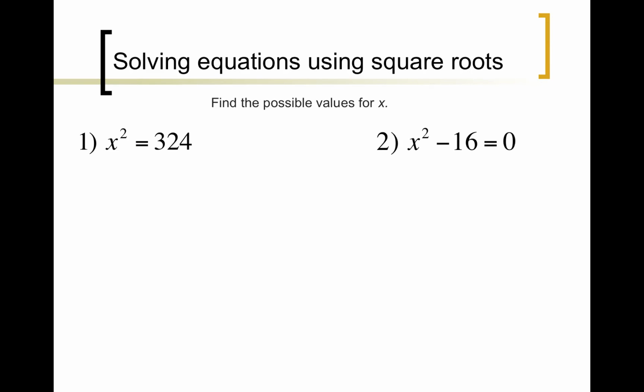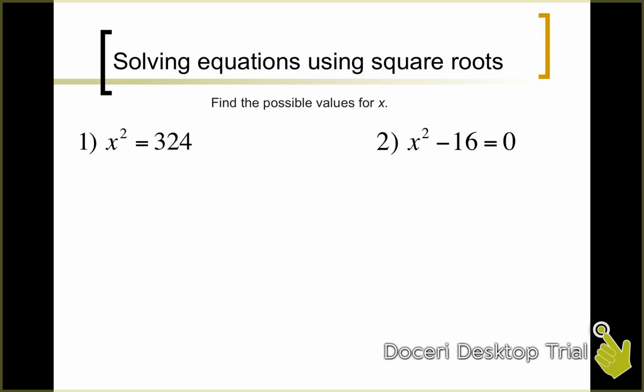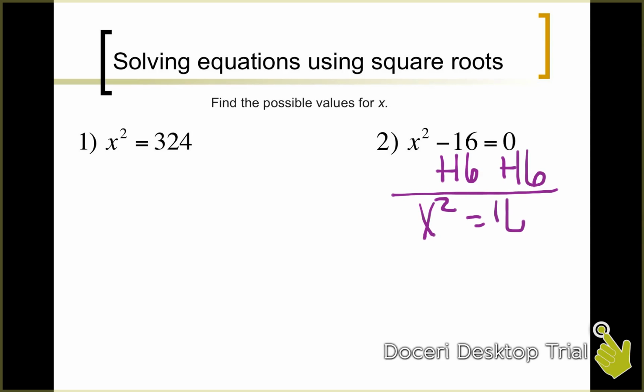What about this one? Kind of looks like the example I gave you. I have to isolate x squared, so I'm going to add 16 to both sides. X squared is equal to 16. X squared is by itself. I'm going to take the square root of both sides. Looks like x is equal to plus and minus 4.